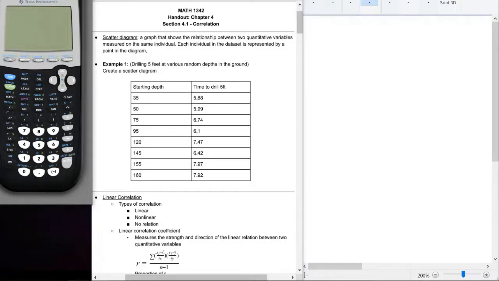And what we'd like to know is, is there a trend? The further we are in the ground, does it take more or less time to drill an additional 5 feet? So correlation is all about trend. And I want to show you how to draw the scatter diagram. The scatter diagram will show us the trend. I'll show you how to draw it in the calculator.